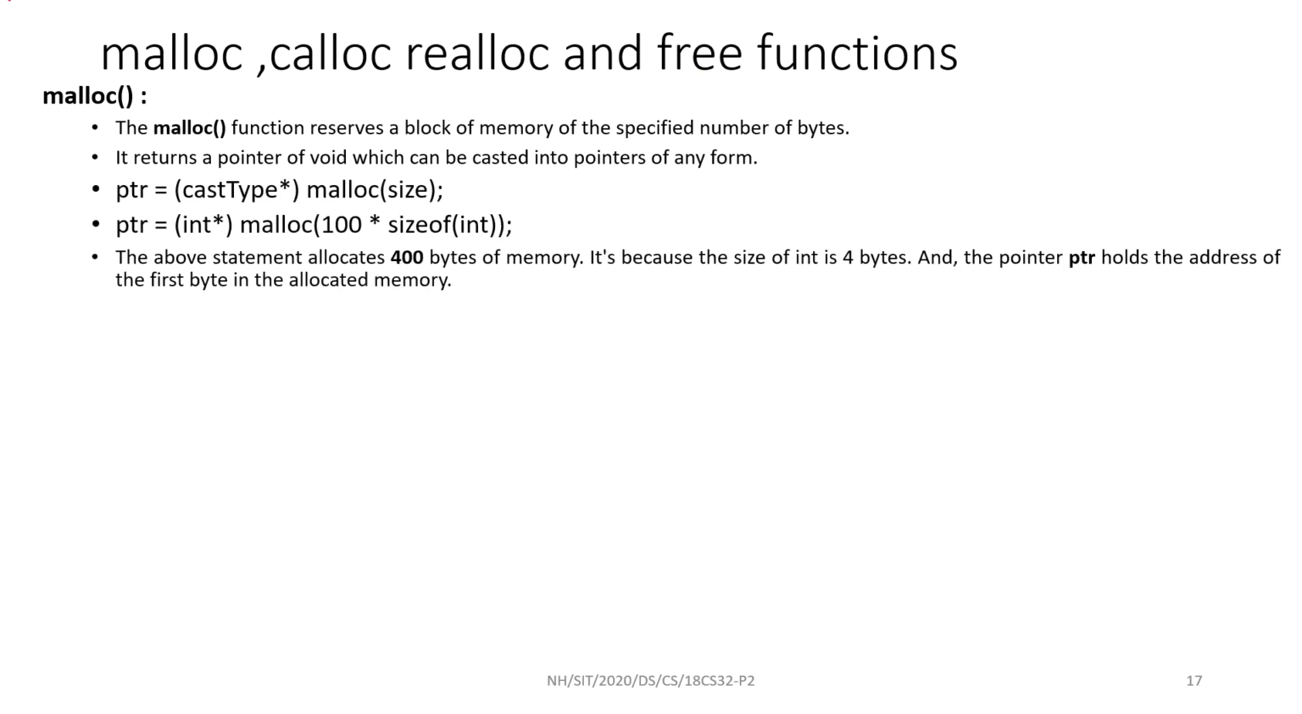So this is the syntax: a pointer variable, casting type, malloc size. To reserve memory for 100 data of type integer, 100 into sizeof integer, 400 bytes are reserved. Why 400 bytes? 100 data items, each data item takes 4. 4 into 100 is 400. Each location will hold integer type data. Okay, the starting address is stored in PTR.